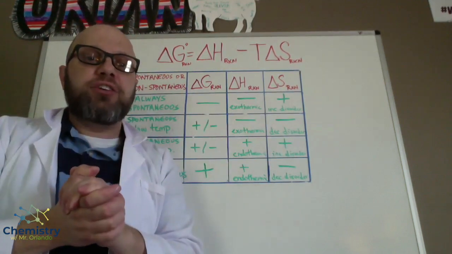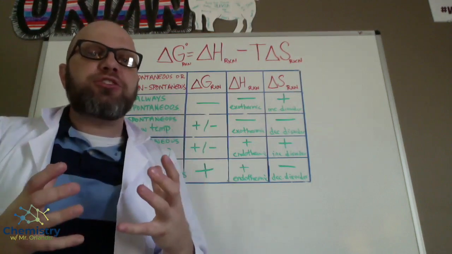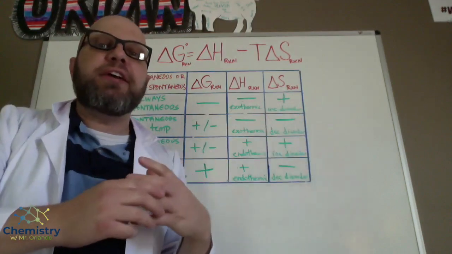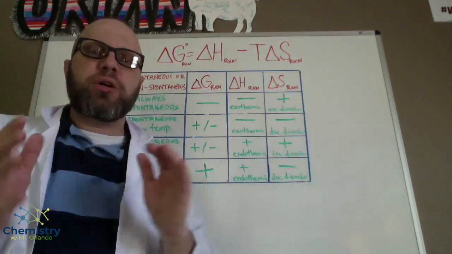All righty, I hope that helped organize stuff for you. So a couple of things that I just want to summarize with. When is a reaction most likely to occur? When it's exothermic, meaning heat energy is being given off, and when it's becoming more disorganized.